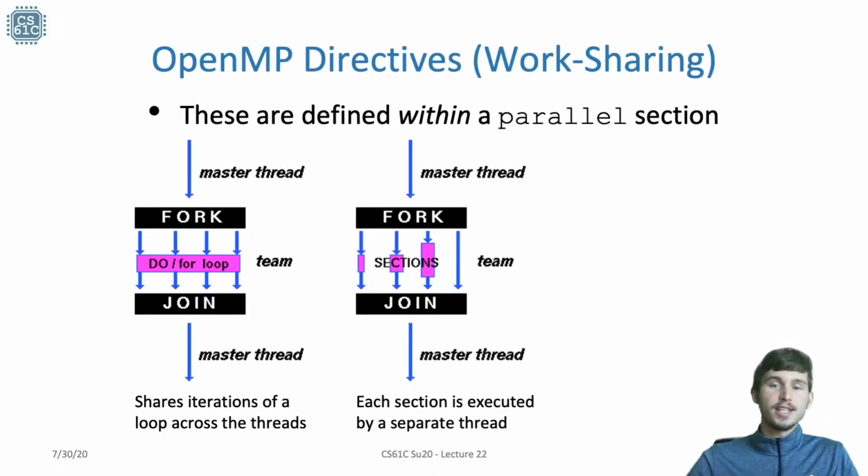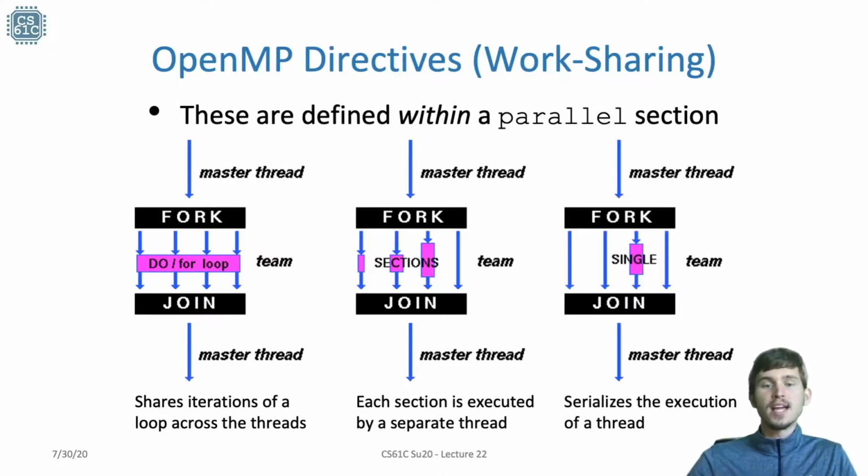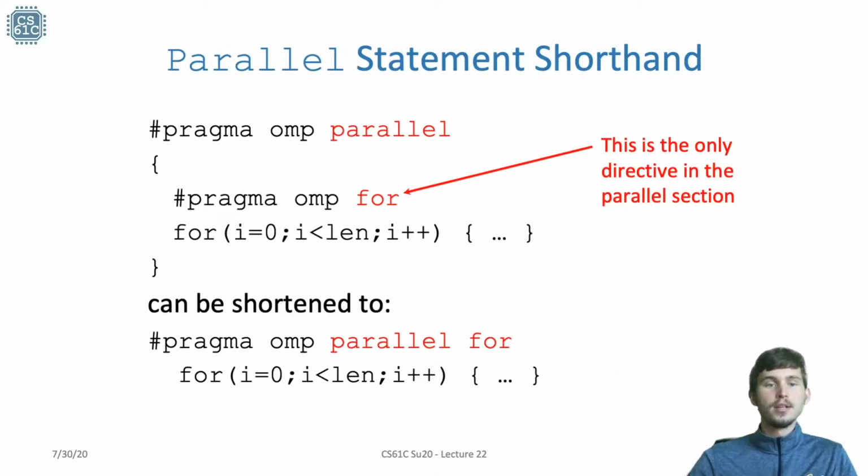That is the example I gave you in the previous video, where the master thread only executed a specific portion and the other threads executed some other portion. And then we can also serialize the execution of a thread. This is where we might have a critical section for some important part, though we might have some other general parts that we want all threads to execute.